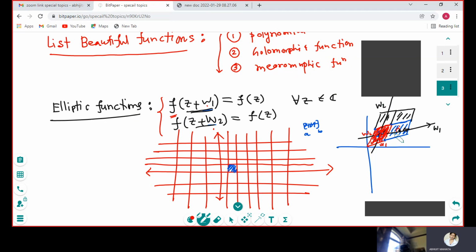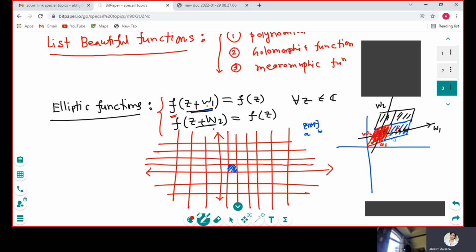So any complex valued function, if it's elliptic and continuous, then it is a bounded function. Now, if it is holomorphic and bounded, then it is a constant function, right? So therefore we are not interested in the holomorphic elliptic function. Non-holomorphic elliptic functions are of interest to us. Only continuous and something like this. So this domain we call the fundamental domain.